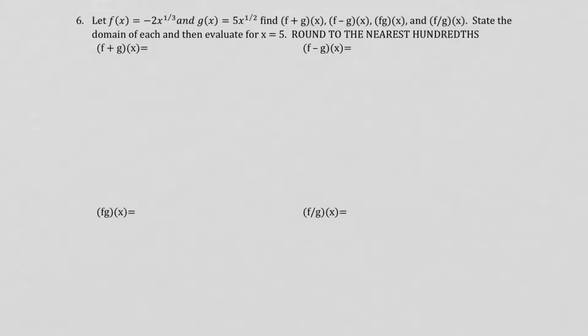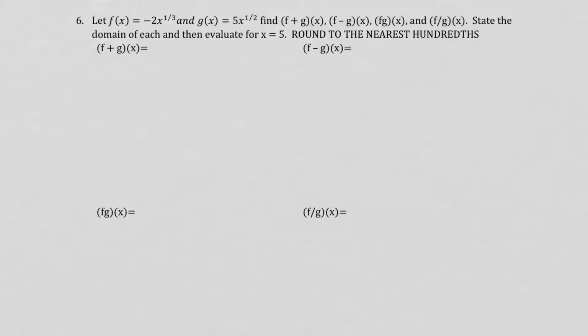Okay, so this is the second page of the Chapter 5 test review. So number 6, it tells us f of x is negative 2x to the 1/3 and g of x is 5x to the 1/2. And it wants us to add the functions together, subtract the functions, multiply functions, and divide. And then state the domain of each and then evaluate when x is 5, rounding to the nearest hundredth.